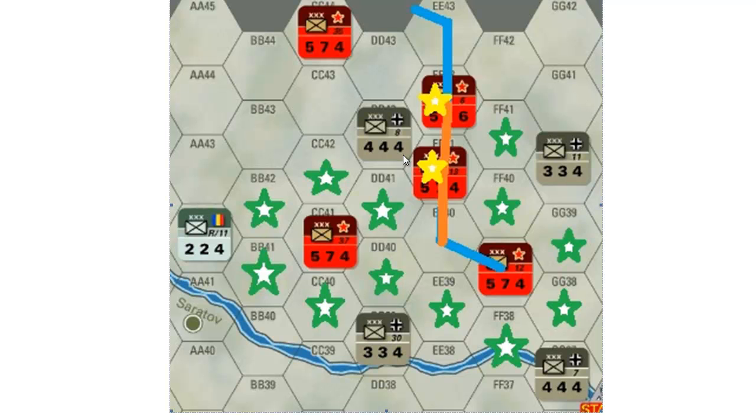The astute reader will note that the German 8th Infantry here has exactly the same problem, namely this square, this square, this square, this square, this square, this square, this square. All of the surrounding squares are in German zones of control or occupied by German units, or both. And therefore, this German unit is also isolated.